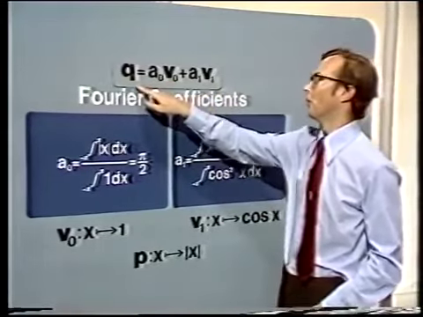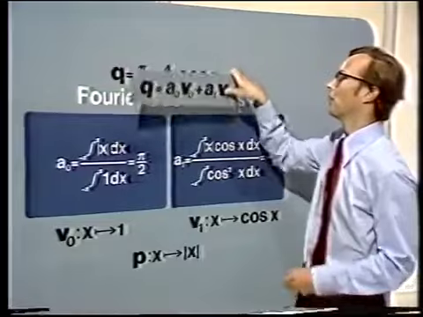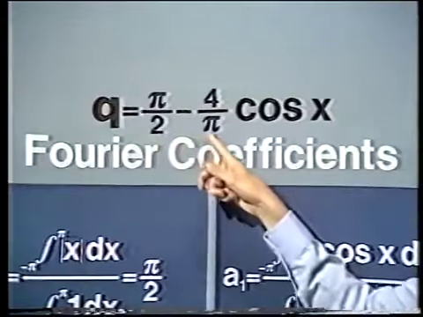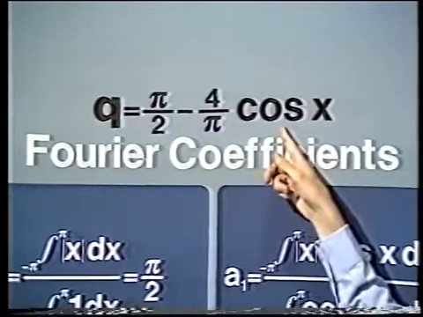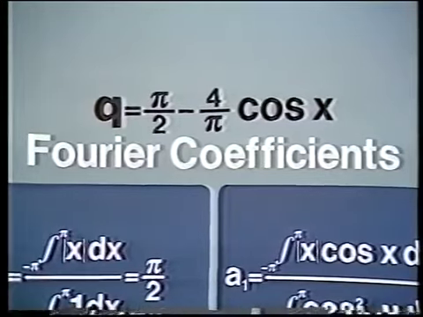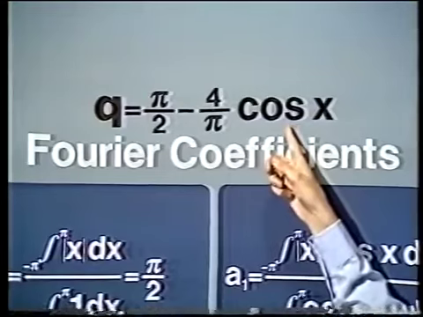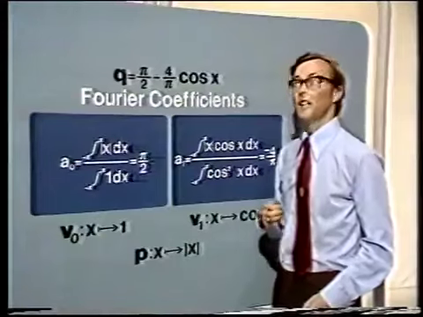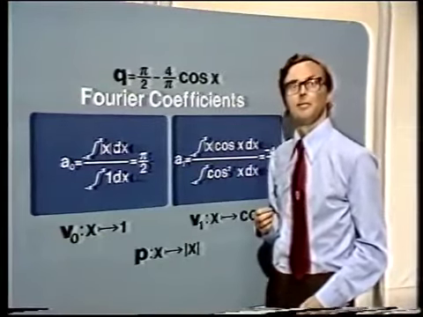So we now know a0, a1, v0, and v1, and we can put them all up here to give us q. And this is what we get. Q is pi over 2 minus 4 over pi cos x. And that's the closest approximation we can get to the function mod x by taking a linear combination of 1 and cos x. Well, let's now see how good an approximation it really is.